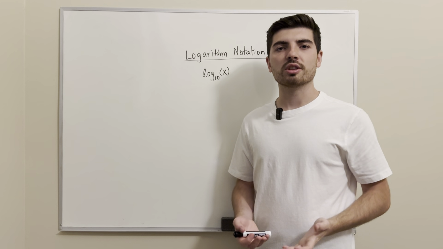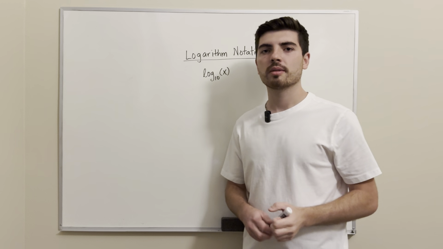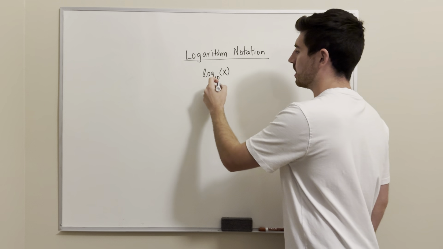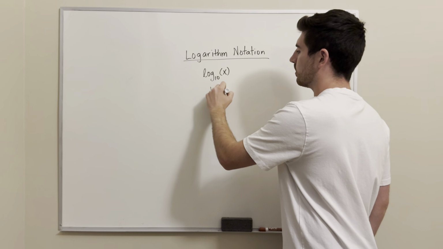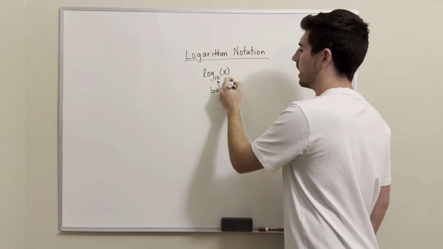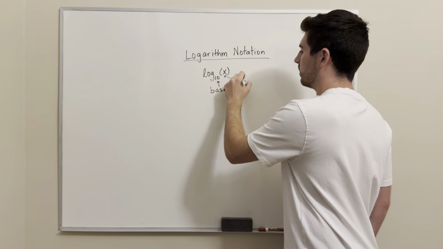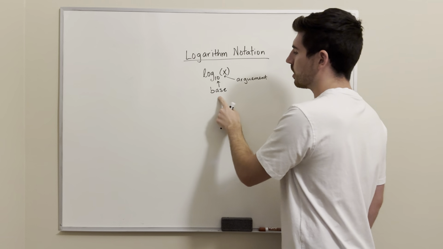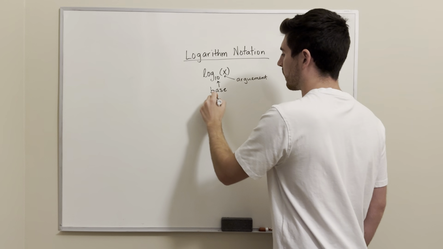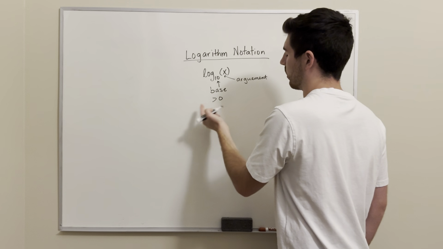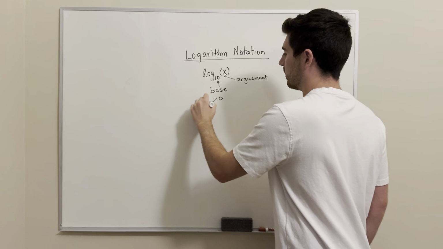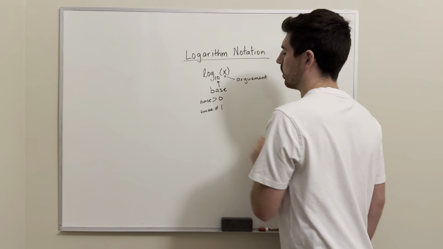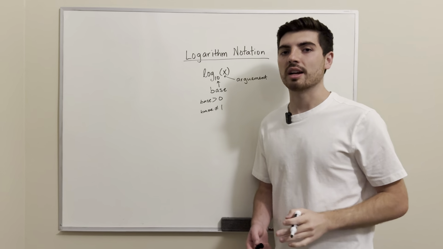This expression is the notation that we use for logarithms. Log is short for logarithm, 10 is the base, and x is the argument. Now there are some restrictions on the base. It must be positive or greater than 0, and the base cannot equal 1. It can be any other number besides that.